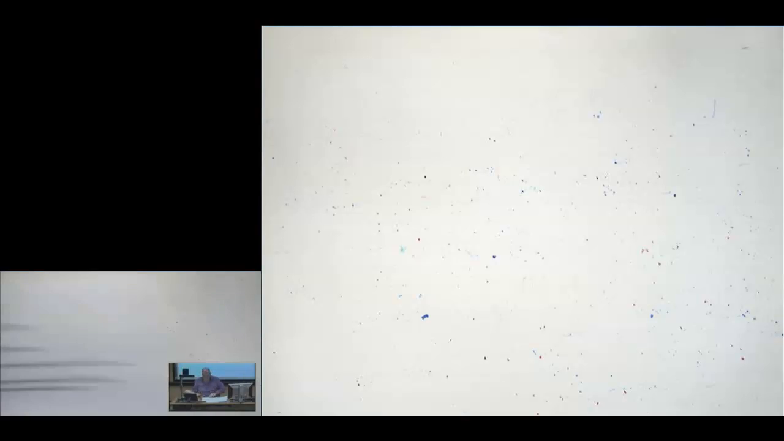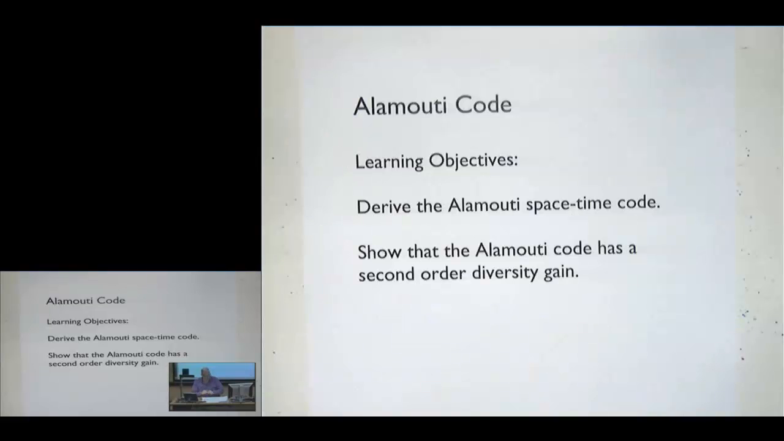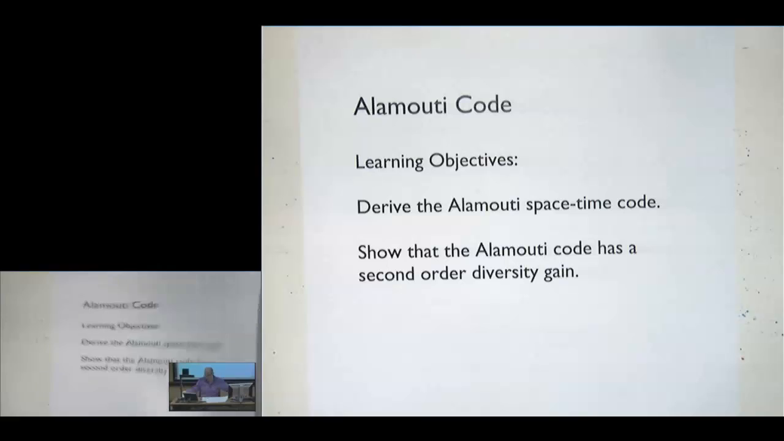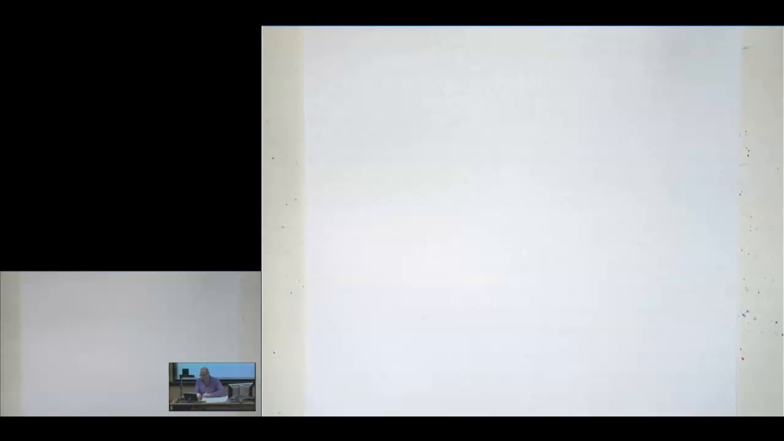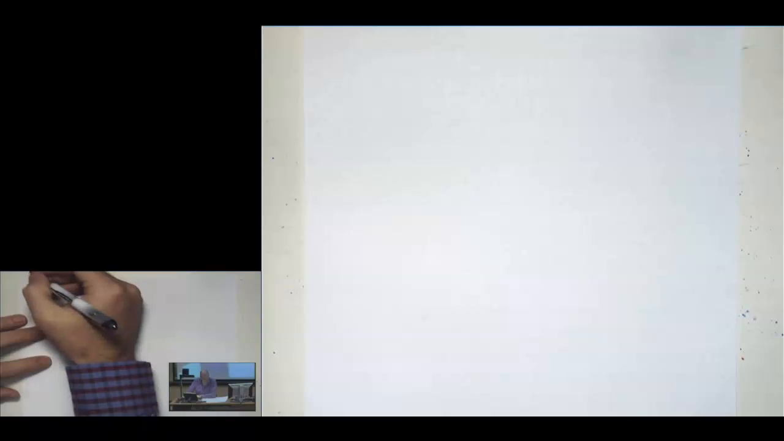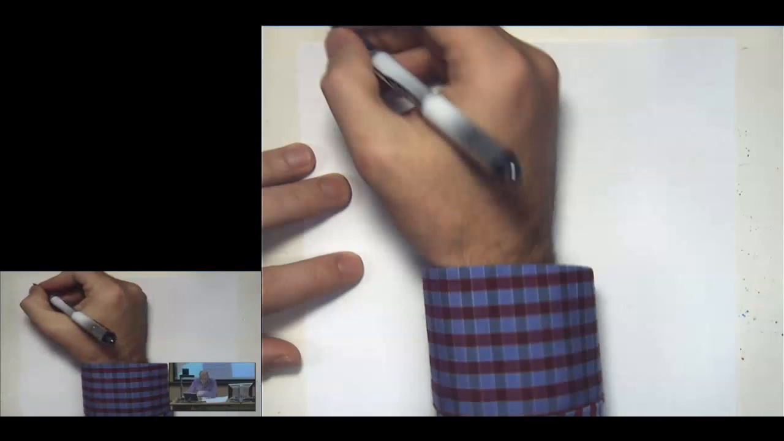All right, now let's talk about another application of multiple antennas. This is the Alamouti code. This is a different way of using the transmit antennas that does not require knowing the channel. And so that's why it's really cool, among other things.